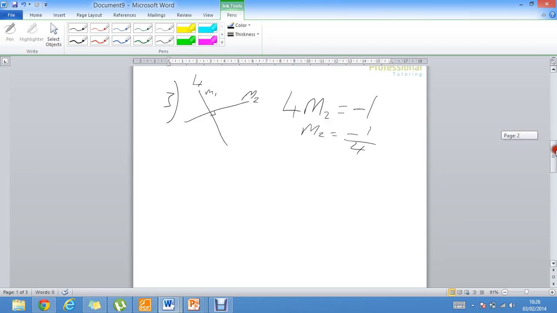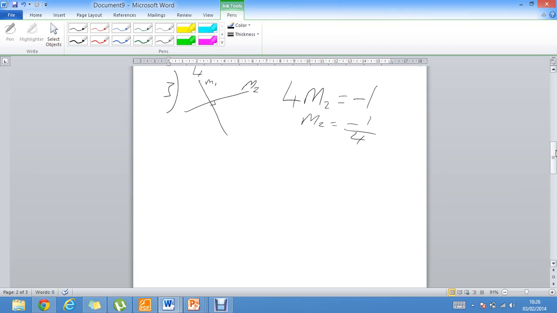And lastly, what you need to know for this question is point number 4, is when I've got y equals mx plus c again, remember they have told you that there's a straight line.